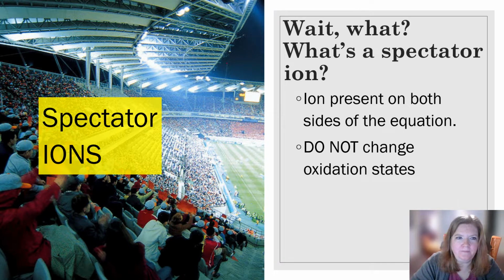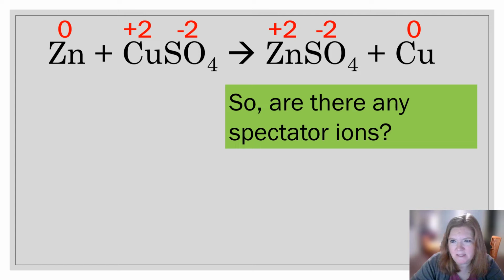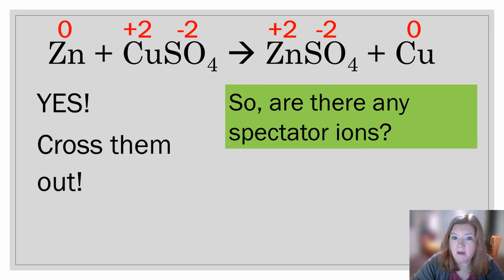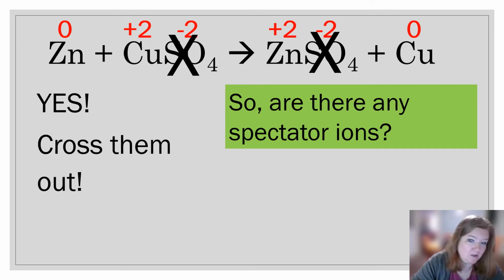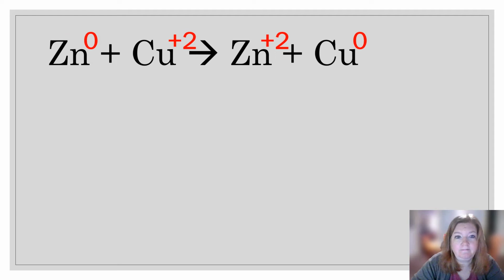So let's look back at our equation. Are there any spectator ions? Yes, there are. So let's cross them out. Do you see the spectator ion? Right there and right there. It looks exactly the same on both sides. So now let's rewrite it without the spectators. Well, that's a lot simpler.